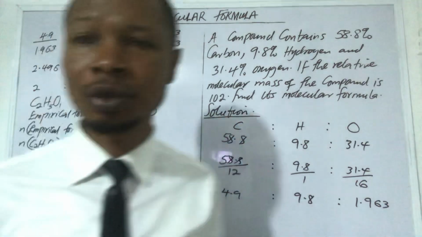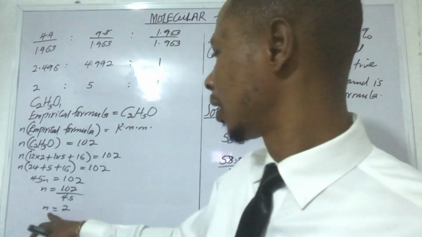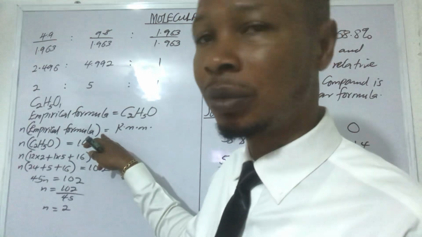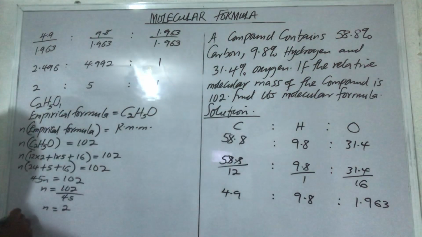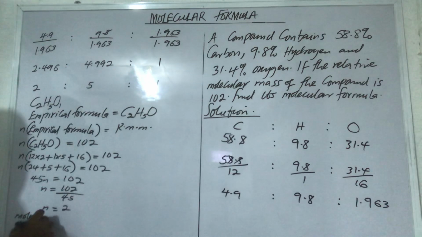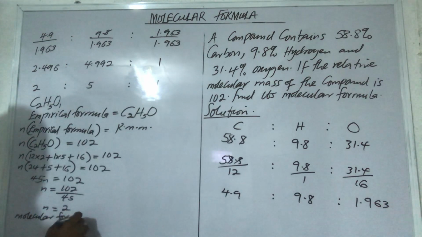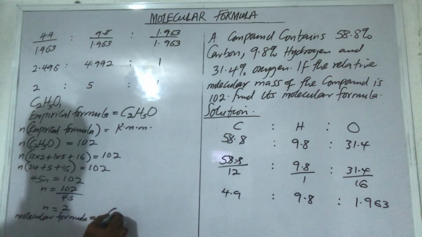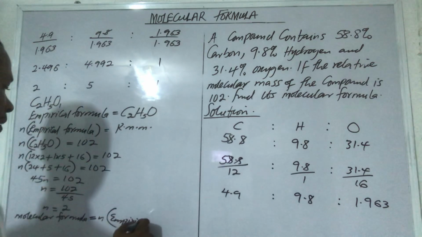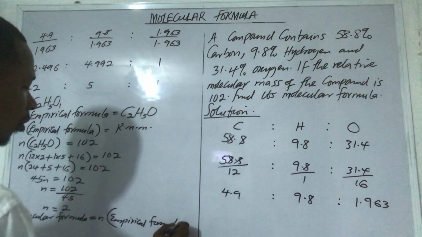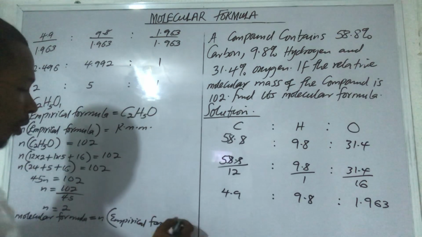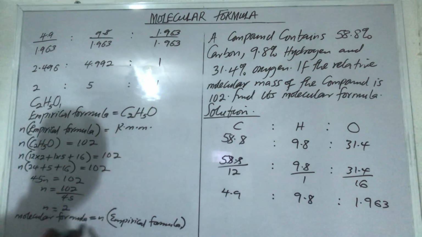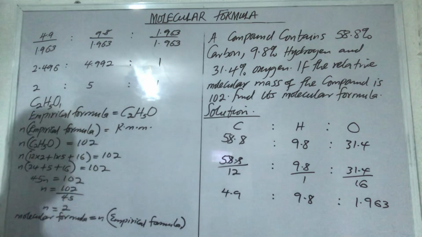Now, since N is equal to 2, to get our molecular formula, this N multiplied by the empirical formula will be our molecular formula. So our molecular formula is equal to N into bracket empirical formula.